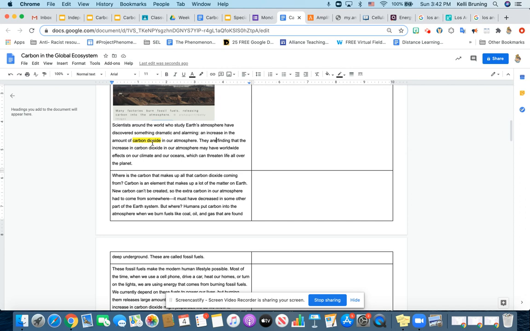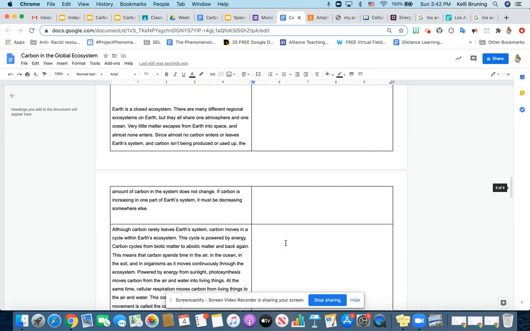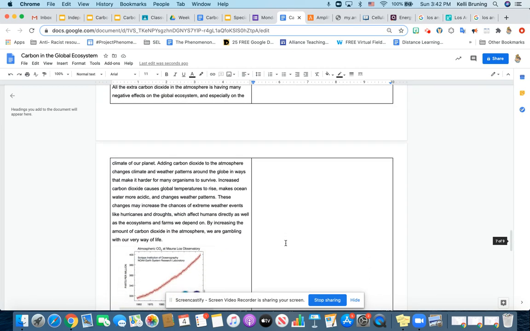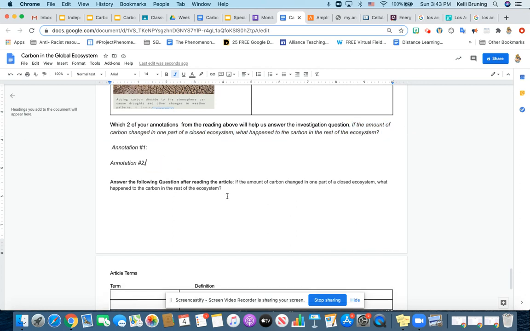Once you highlight at least 5 keywords like this and annotate the rest of the article, so you'll scroll down and annotate the rest of this article, you're going to paste 2 annotations that you think are going to help you answer this question, which is, if the amount of carbon dioxide in one part of the closed ecosystem changed, what happened to the carbon in the rest of the ecosystem? So pick 2 annotations that you think will help you answer this question, and then I want you to answer the question below here.